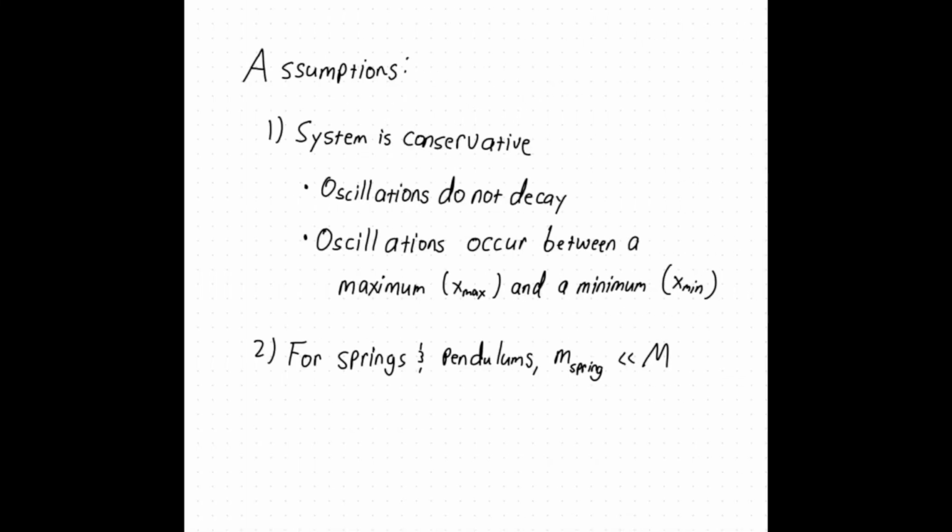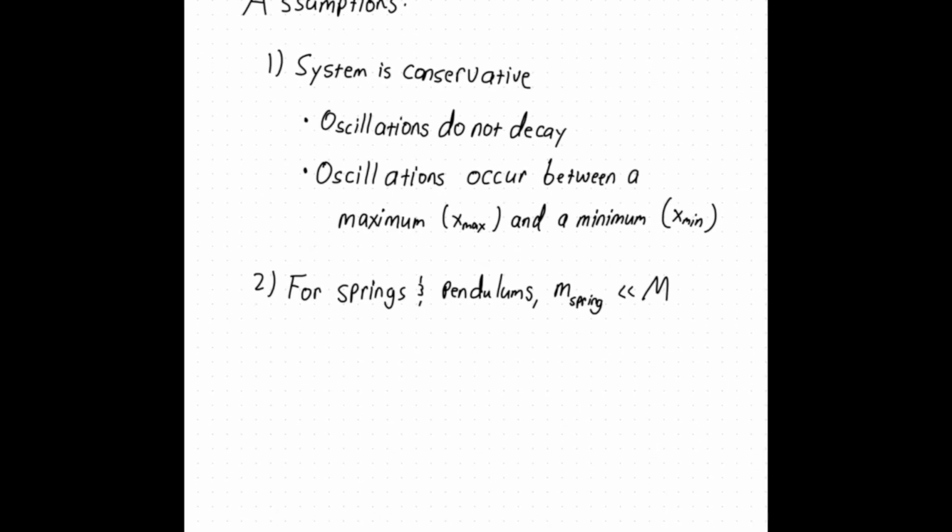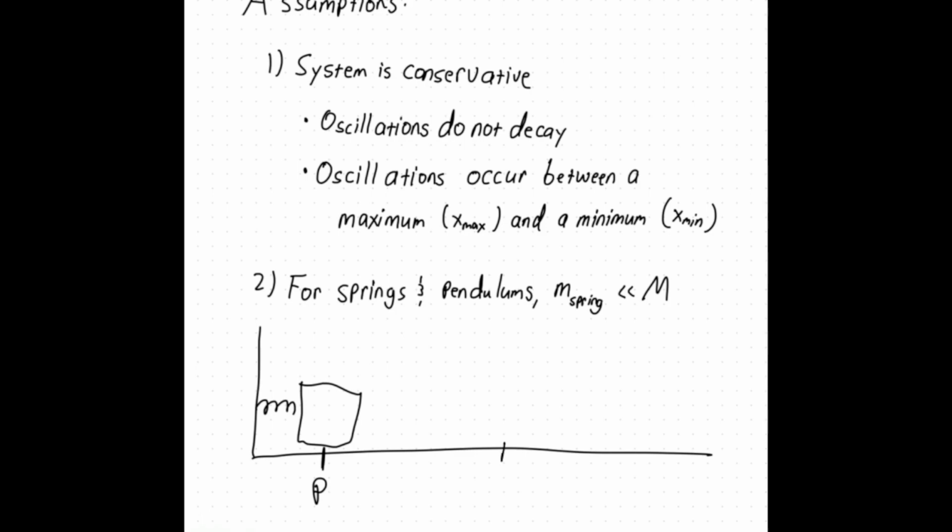Another assumption we have to make is that for springs and pendulums, the mass of the spring, or the string for a pendulum, or sometimes a rod, will all be significantly smaller than the mass of the oscillator. So what I mean by that is, for example, here's a diagram. If we have a wall, we attach a spring to it and we compress it some distance, and we'll call this distance P. Somewhere in the middle is our equilibrium position, 0. And then we have a position Q, which is our maximum. We'll give it a direction as well. We'll say positive X is to the right.